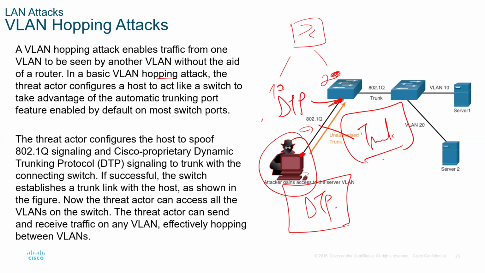That basically defines VLAN hopping. It makes use of a vulnerability which comes with the dynamic trunking protocol, allowing an attacker to get access to multiple VLANs via the trunk.